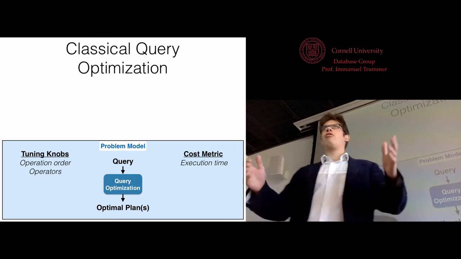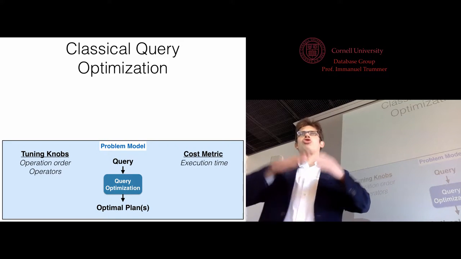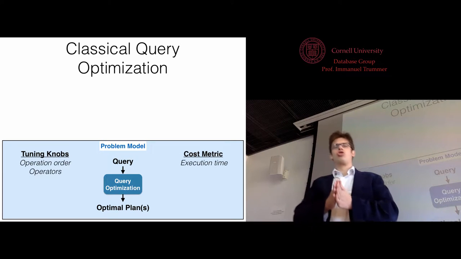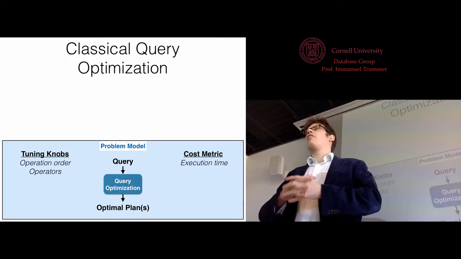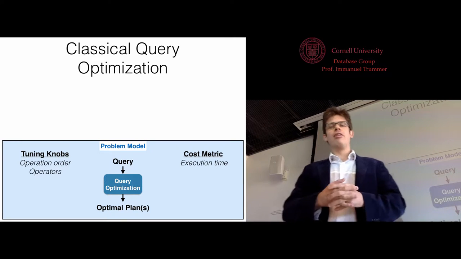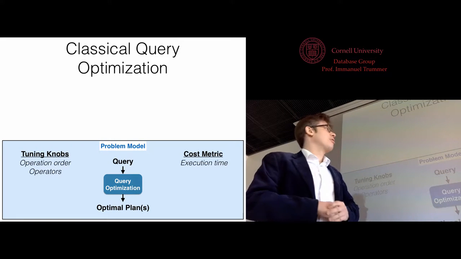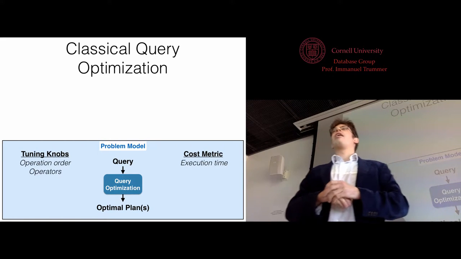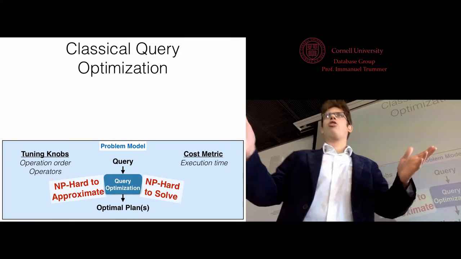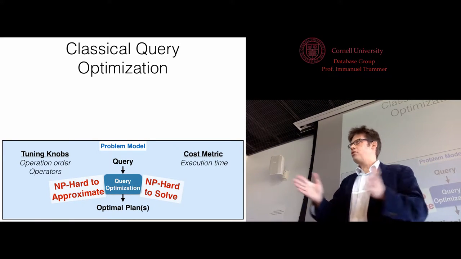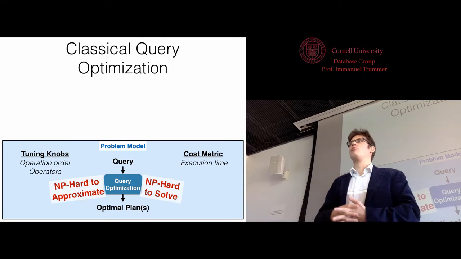And for a given query, you have many choices to optimize. You can, for instance, choose the order of operations or choose the operator implementations, and those choices lead to query plans with widely different execution times. So the goal of classical query optimization is to find a query plan with minimal execution time. Now, query optimization is an NP-hard optimization problem. It's even NP-hard to find approximately optimal solutions.